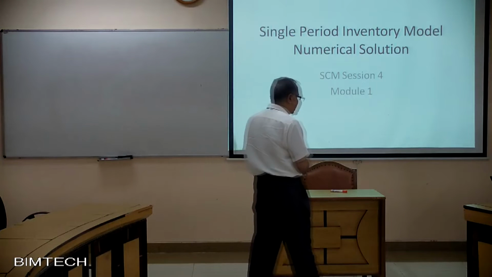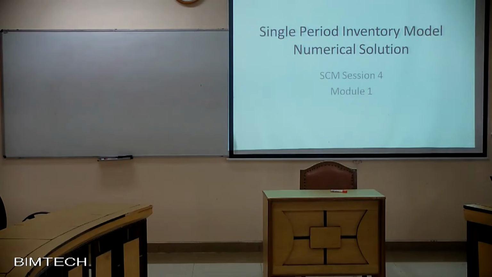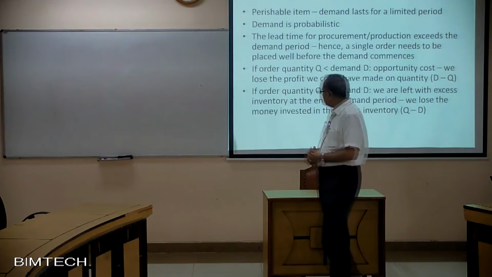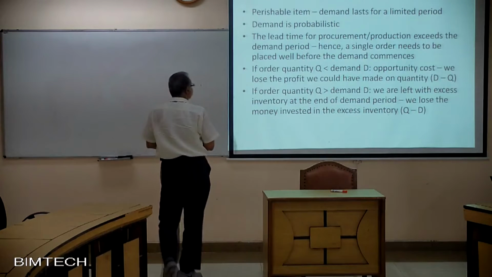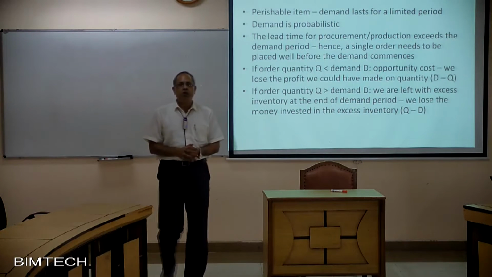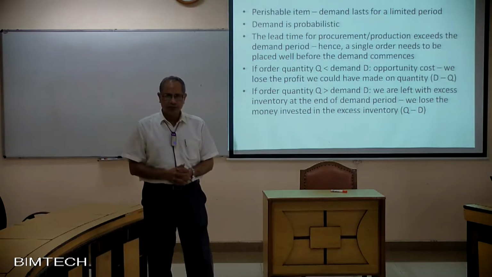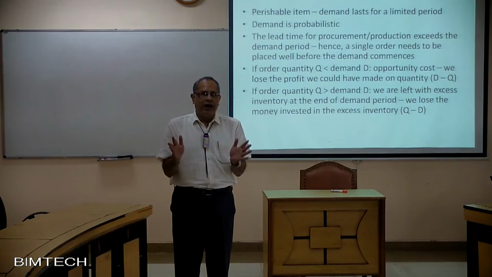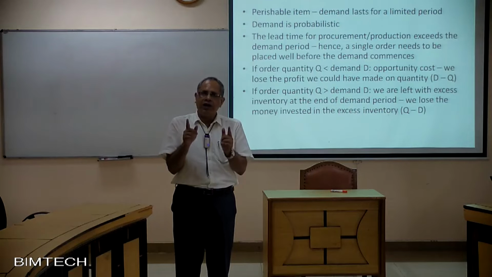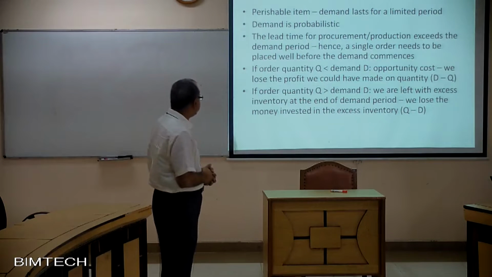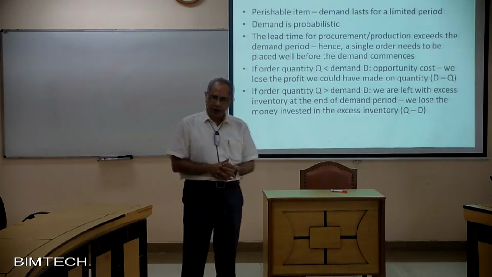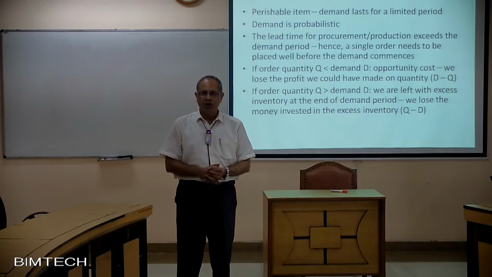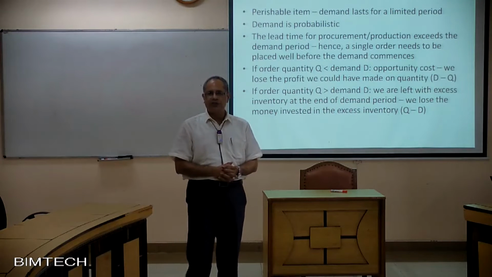So let us begin first by looking at the context. The context is that this model is applicable to items that are perishable. Perishability means that the demand for that item exists only for a certain period of time. Okay, so demand lasts for a limited period. There are multiple examples of perishable items, and we will get into some of these examples as we move along.